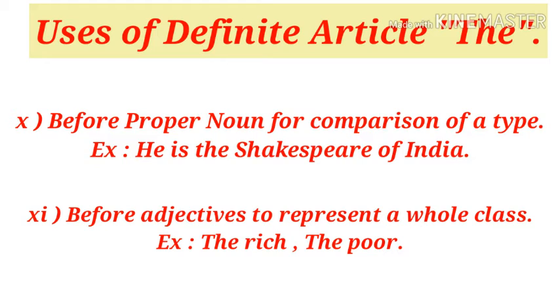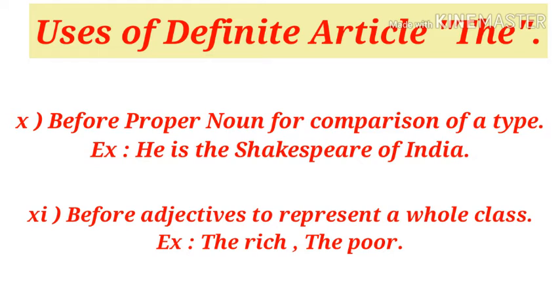Then it is also used before proper nouns for comparison, to denote a type. When certain common proper nouns denote a type or a similarity, in order to show a comparison, we use the definite article the. For example, he is the Shakespeare of India. Here we have shown a comparison, so we have used the definite article the.